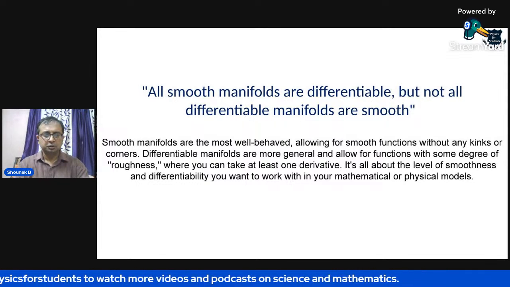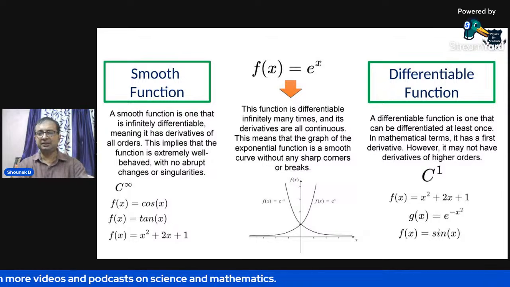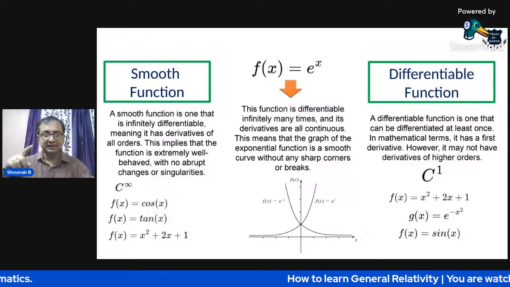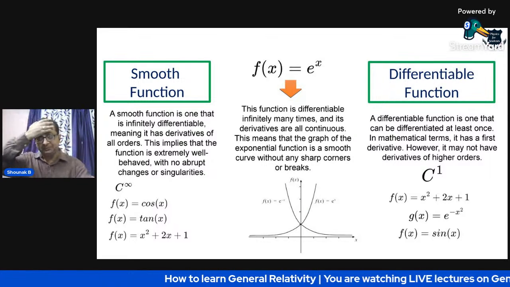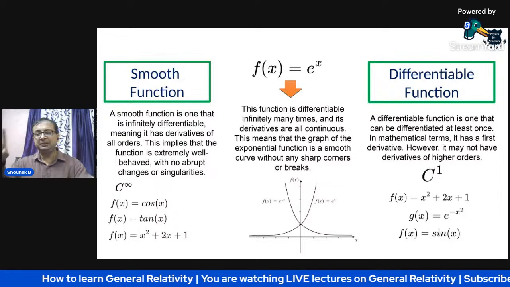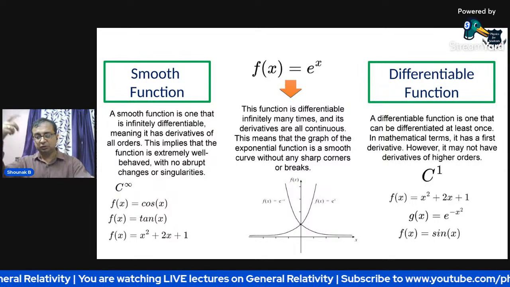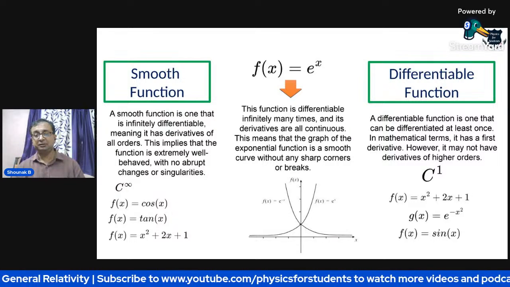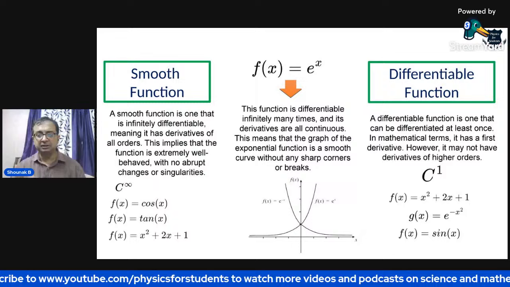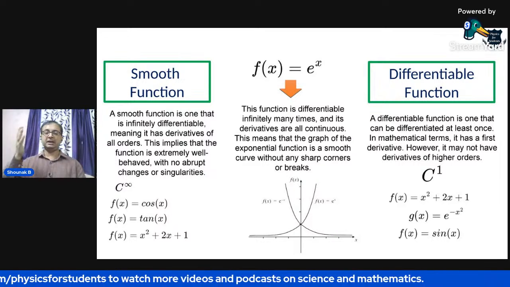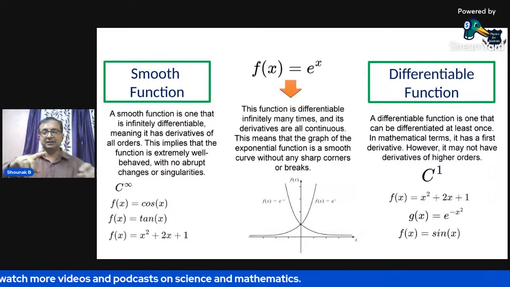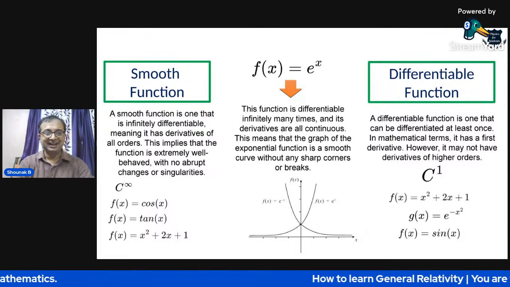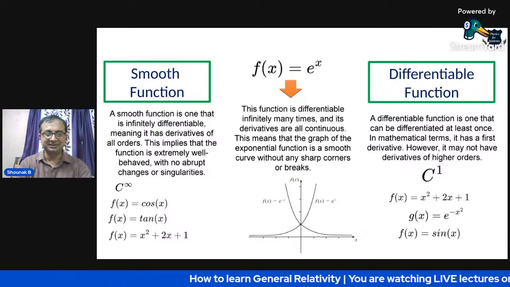Okay. So now you see this is what it is. Dhruba, I think your question will be answered. A smooth function is one that is infinitely differentiable. That is why we get something like C to the power infinity. And a differentiable function is one that can be differentiated at least once in mathematical forms. So there's C to the power 1. So you see that f(x) equals exponential of x. Dhruba, you are just telling, right? You got the answer, that is always exponential. The function is differentiable infinitely many times, and its derivatives are all continuous. This means that the graph of the exponential function is a smooth curve without any sharp breaks. So I told you that you just need to hold on, you will get the answer to your question.